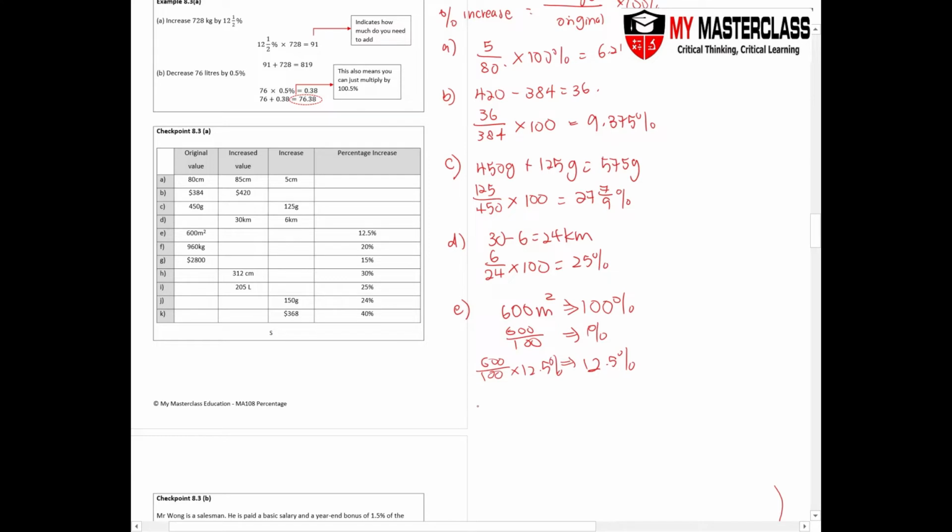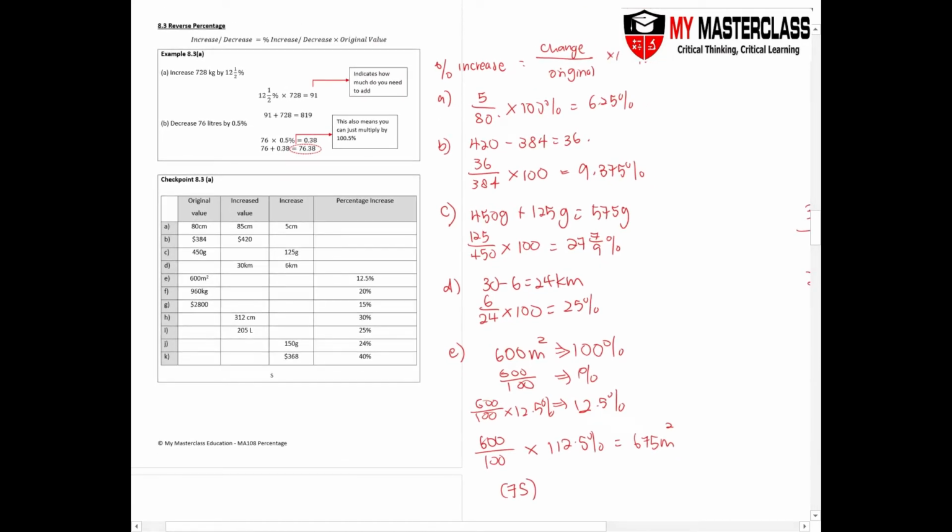But let me simplify this a little bit for you, such that it's a bit familiar. So this will be 600 divided by 100. I want to find the increased value, which is 112.5%. So when I press my calculator, I will get a value of 675 meters square. Then I will find the increased value, which is in this case 75. So let me fill in the numbers all the way to part E first, so that it's easier and clearer for you to see.